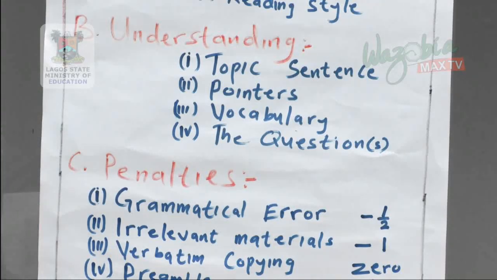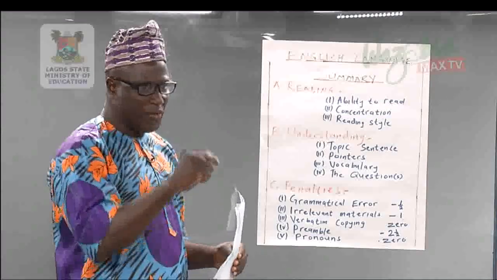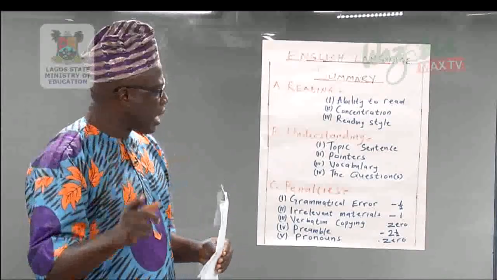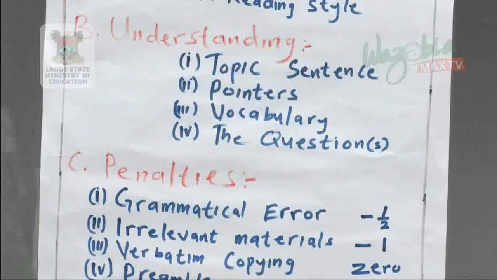In the topic sentence, this is, in most cases, the first two sentences of your paragraph. In these sentences, you have the point to be discussed in that paragraph. Next, you have to take note of pointers. We have some words we call pointers in summary. These words are going to point to where the points are.